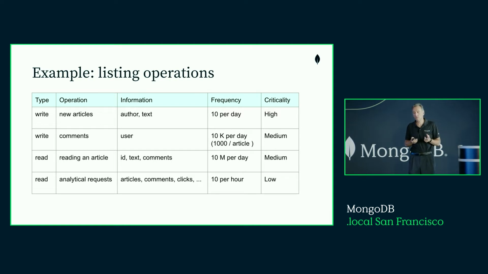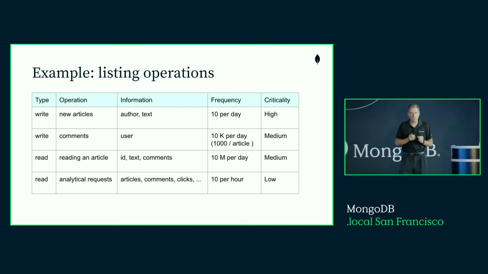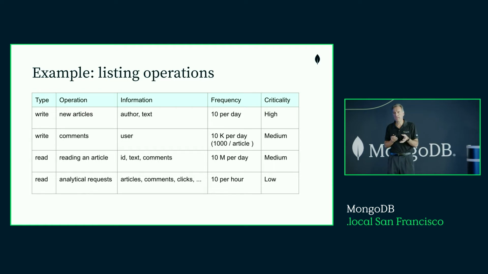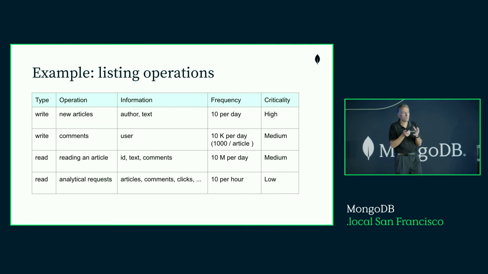So let's go back to the example we have of our little system. The first operation I may have is a write operation. I'm writing new articles. So this is really crucial for my system because I don't want to lose those. This is the core of my system. That's the most important part. So I'm going to treat them in a different way.